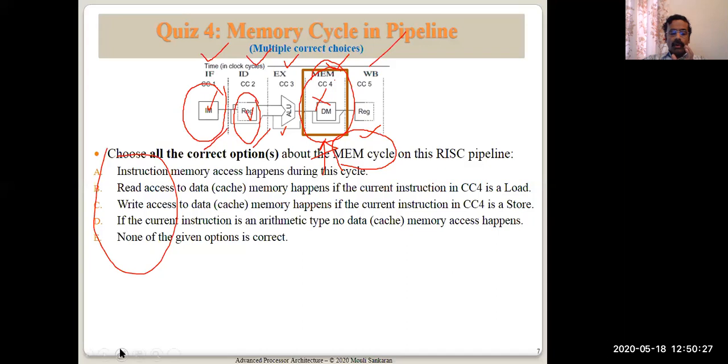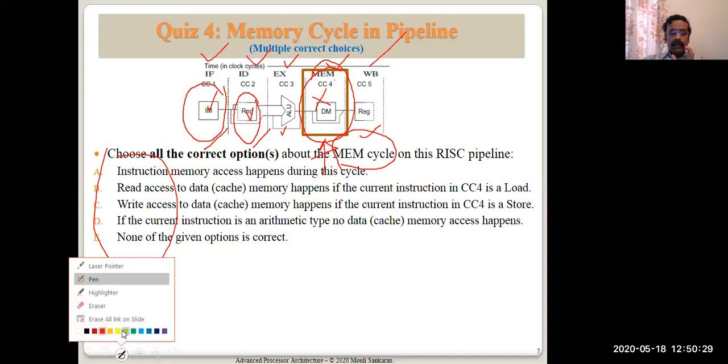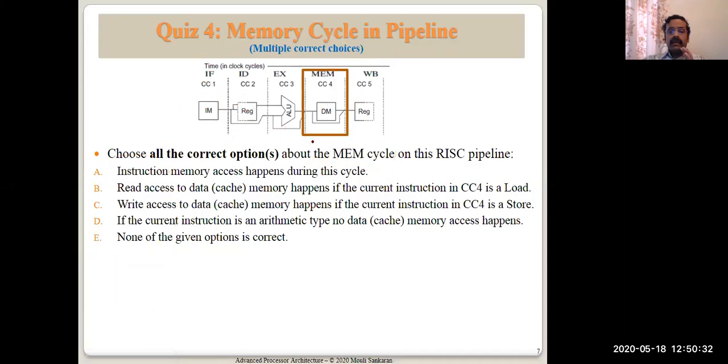So don't read me wrong. I am not making a statement that during this time instruction memory is not accessed. It is getting accessed, but for a different instruction. It is not for this instruction. All the modules are busy doing something. I am only asking you what is happening here.